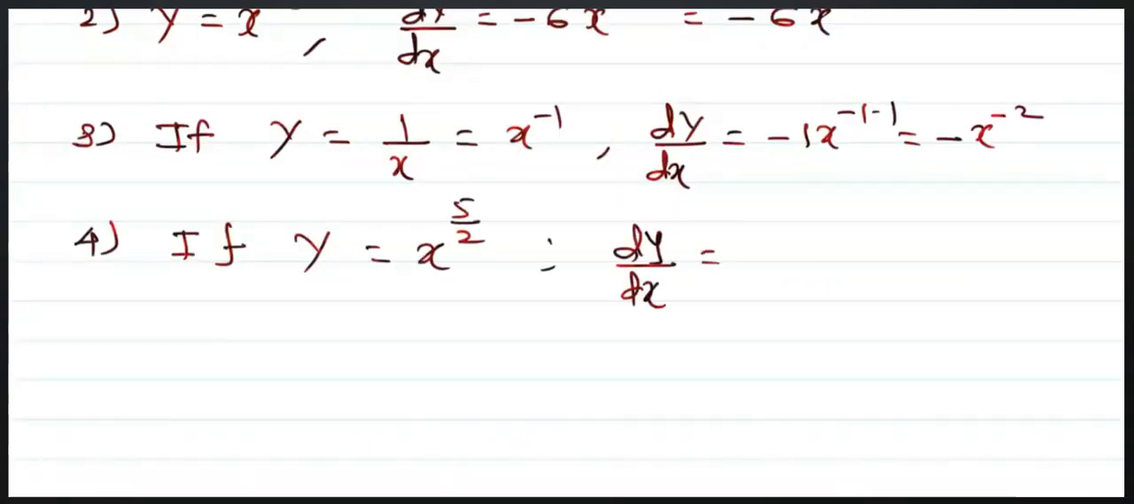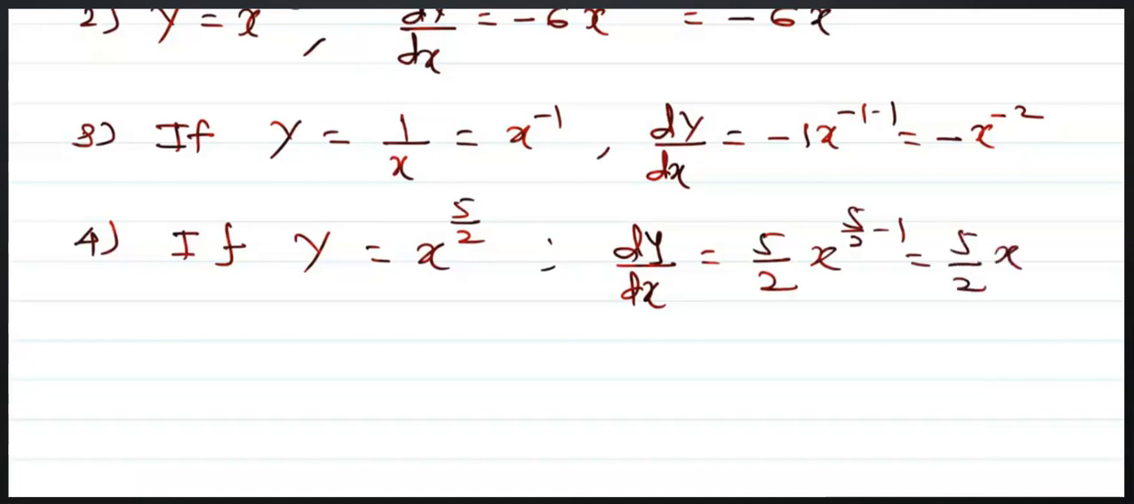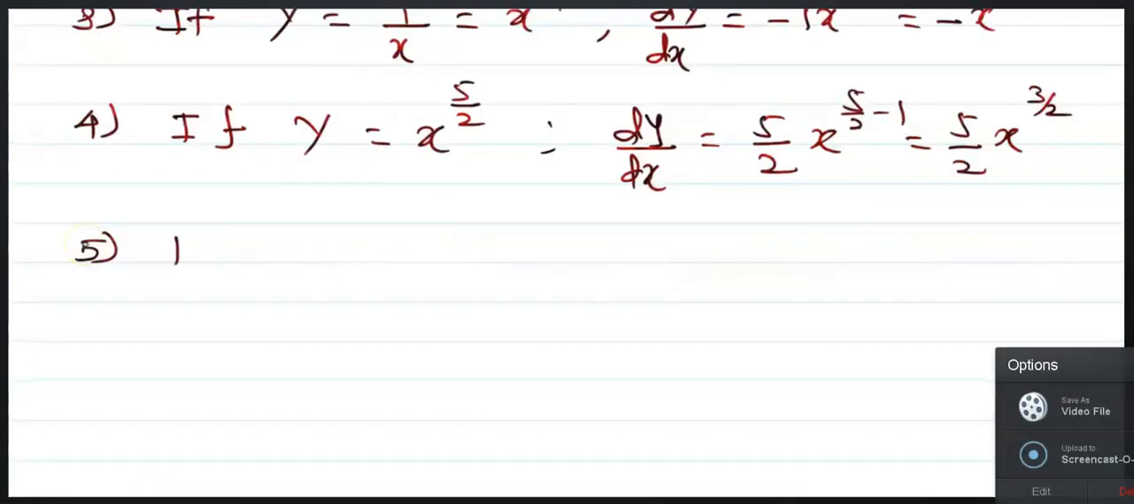Now next is y is equals to x raised to 5 by 2. Same formula. So we take the 5 by 2 in front and subtract 1 from 5 by 2. That is 5 by 2 into x raised to 5 by 2 minus 1. That is 5 by 2 into x raised to 3 by 2. This is its derivative.